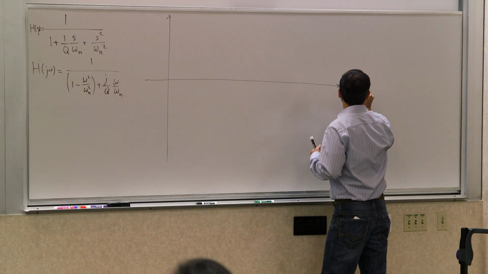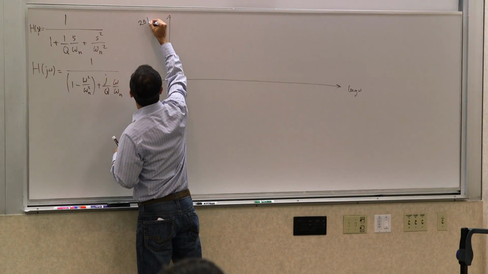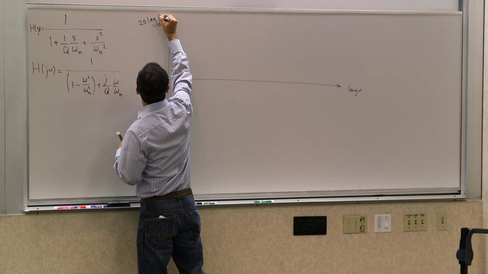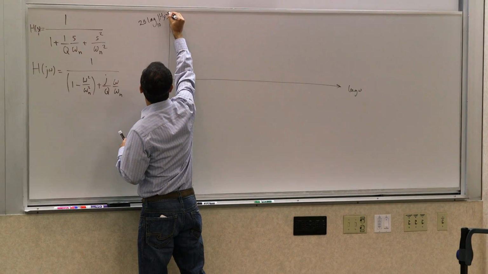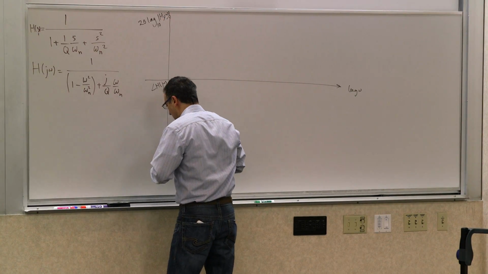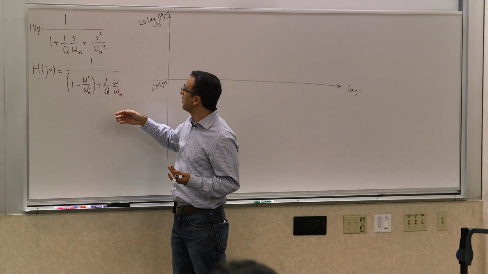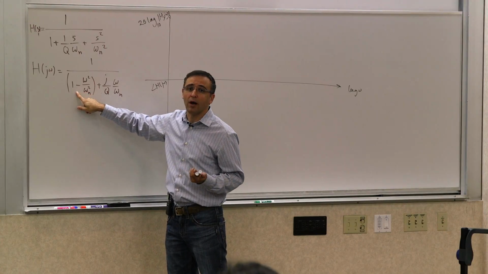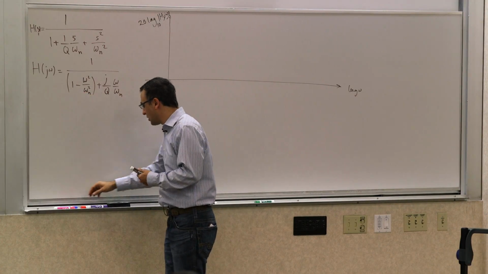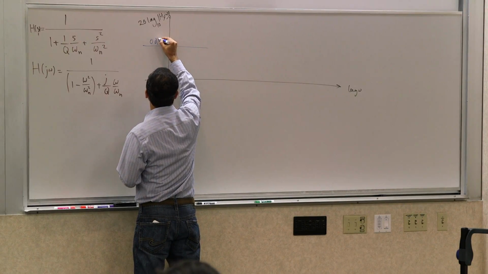So if you're looking at log of omega, and then 20 log base 10 of the magnitude of H of j omega, and the phase of H of j omega, what do you see? At very low frequencies, if omega is very small, neither of these two terms matters, so you have 1. So you get 0 dB. You start off at 0 dB. So this is one of your asymptotes, 0 dB.